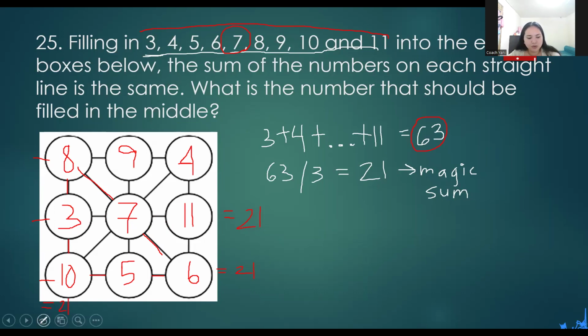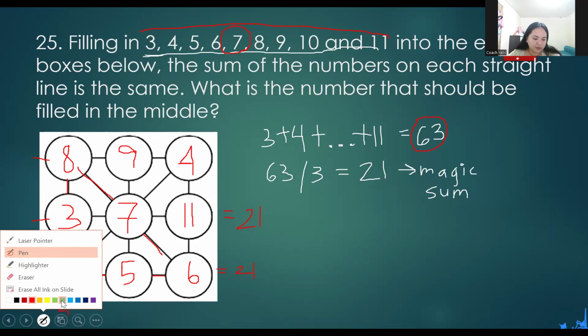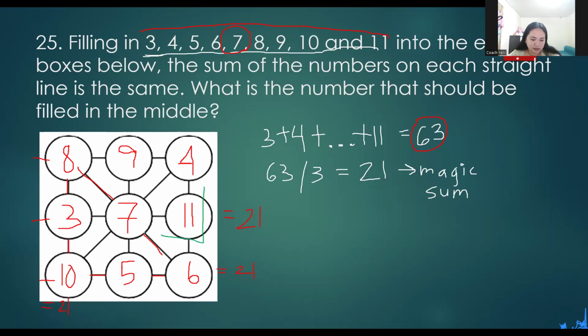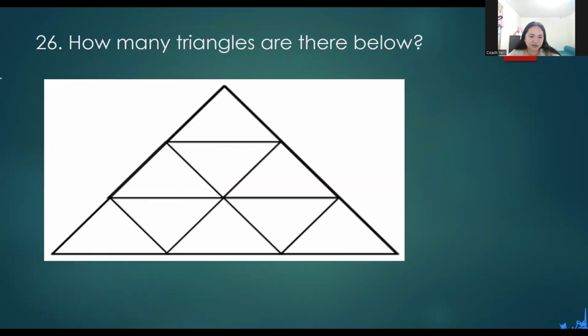Okay. So what's important here, you need to establish first these 3 squares. That's the important part here. You need to establish that one so you can solve for the others. Okay? All right. Is there any question here? No. Okay, very good.